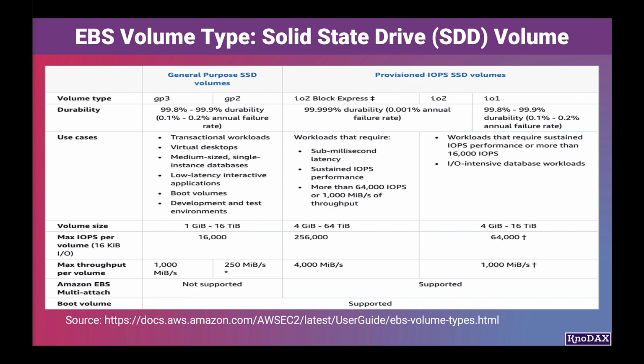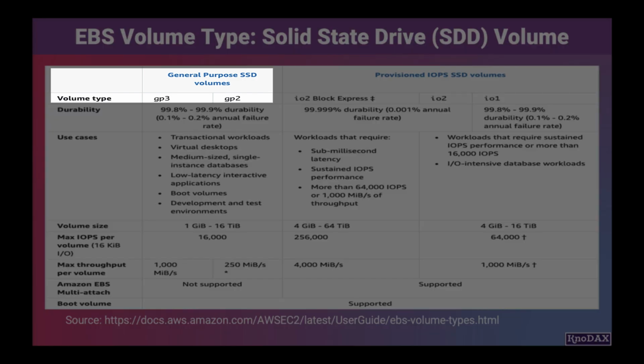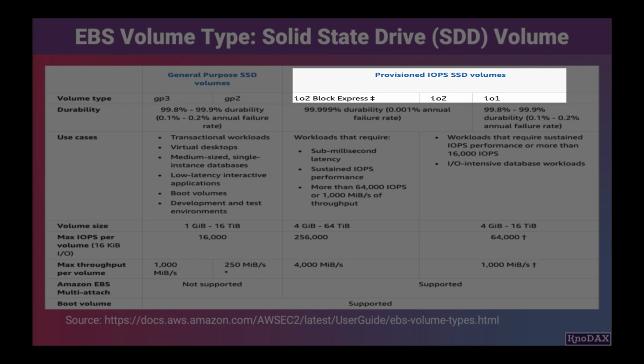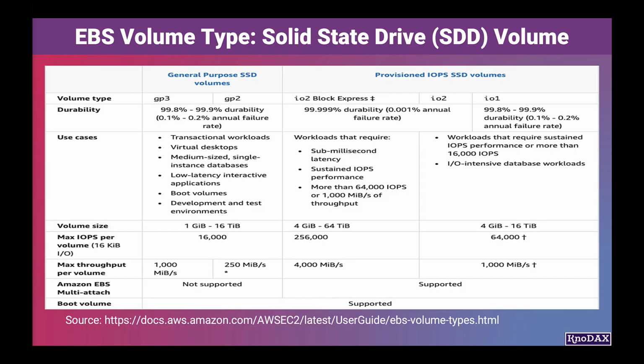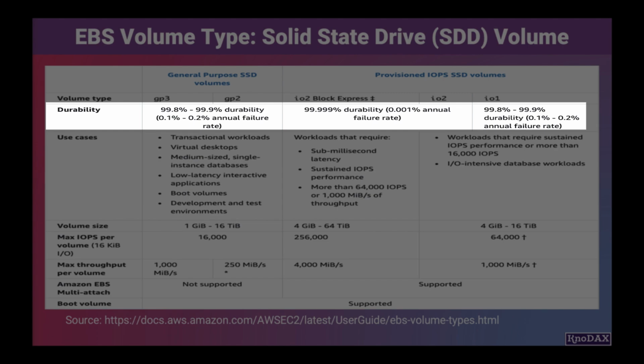Let's look into a summary of the use cases and characteristics of SSD-backed volumes for both general-purpose SSD and provisioned IOPS SSD. This screenshot and discussion should provide a good general understanding as it relates to in which use case one type of SSD is better than the other. As you can notice from the screenshot, GP2 and GP3 are general-purpose SSD volumes, and IO1 and IO2 are provisioned IOPS SSD volumes. Provisioned IOPS SSD volumes have much better durability.